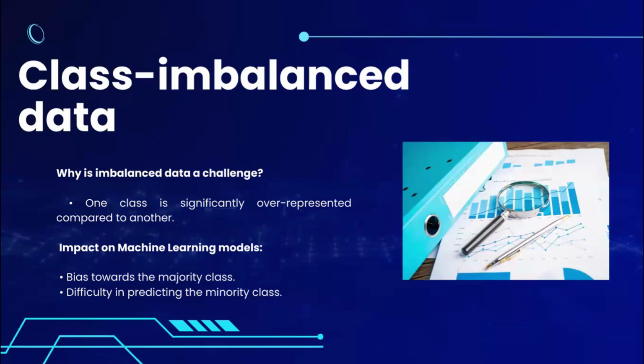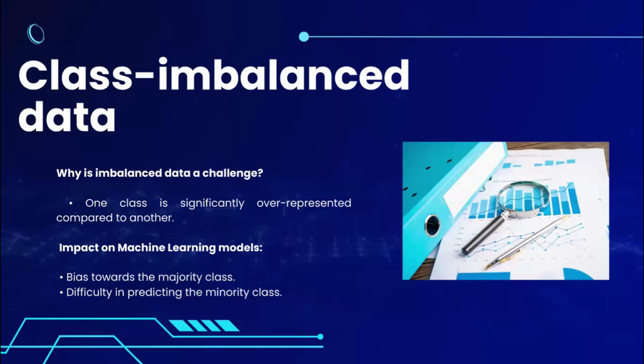So in conclusion, class imbalance is a significant challenge, especially when one class dominates the data. However, by using machine learning and techniques like SMOTE, we can tackle this issue and improve predictions, whether we are optimizing marketing strategies or detecting fraud.